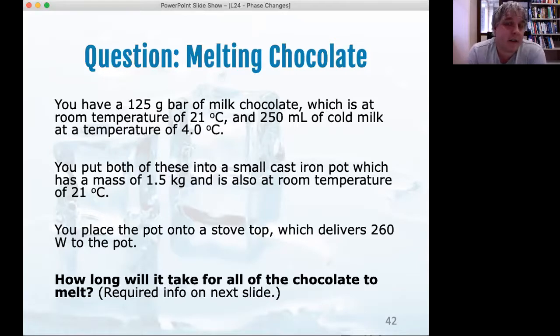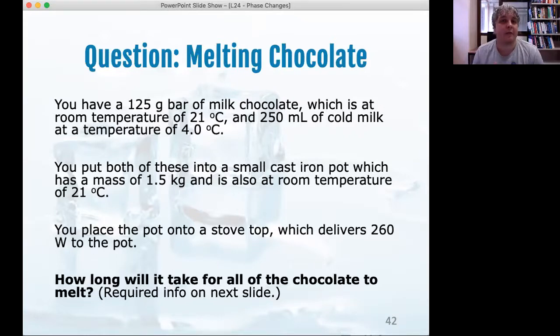Now, the things start at different temperatures. The milk is colder than the chocolate and the pot. And so you might think maybe we should start by getting the milk and the pot and the chocolate to all come to equilibrium. You could, but it's a whole lot more work and it doesn't actually change the outcome. All that happens is the milk gets a little bit warmer, the chocolate and the pot get a little bit colder, and everything starts at one temperature, and you then do your energy calculation. But it doesn't actually make any difference.